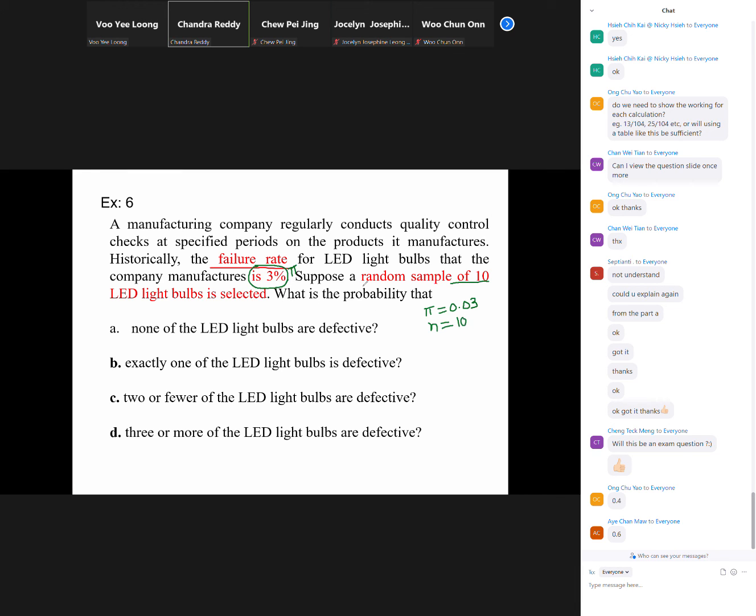Now you are asked to calculate the probability that none of the LED bulbs are defective. When you choose a sample size of 10 and the historical failure rate is 3%, or the probability is 0.03, what is the probability that X is equal to 0? So part A, we can write it as the probability of X is equal to 0. The second one, exactly one of the LED light bulbs is defective. So for part B, we write the probability of X is equal to 1.